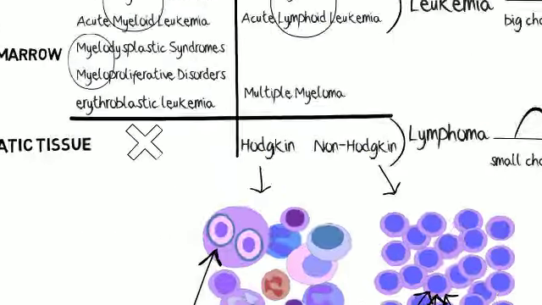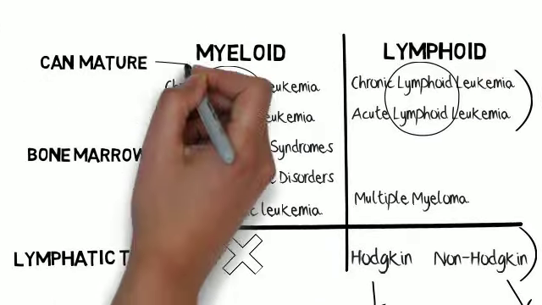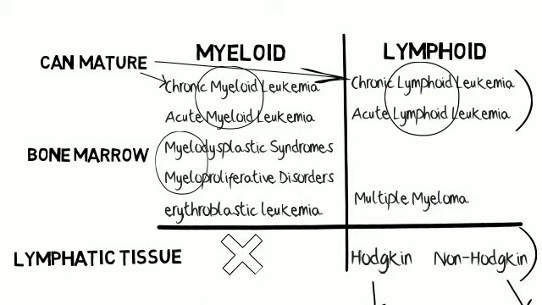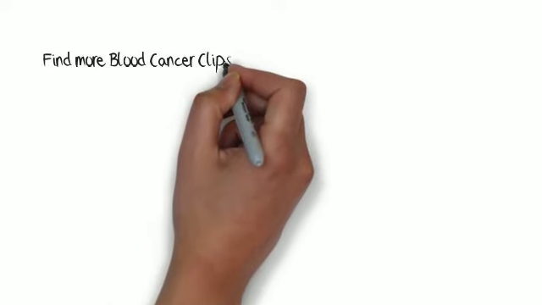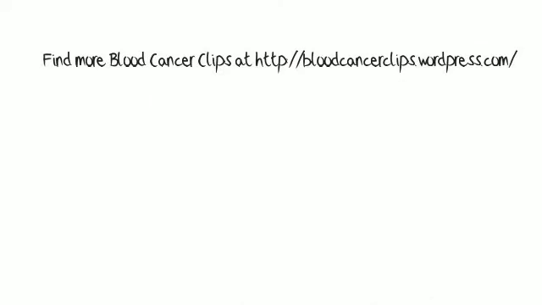We can go back to our summary table and add on this criteria about cell maturation. Overall, we've covered the three properties of leukemias and lymphomas: myeloid versus lymphoid, bone marrow versus lymphatic tissue, and can versus can't mature. For more information about multiple myeloma, myelodysplastic syndromes, and myeloproliferative disorders, see my other blood cancer clips.